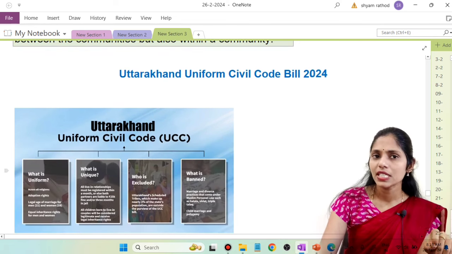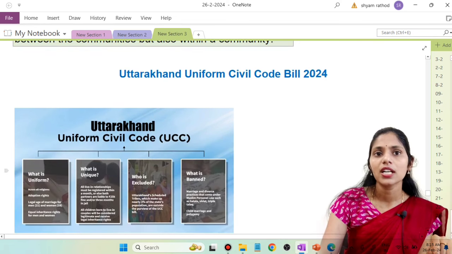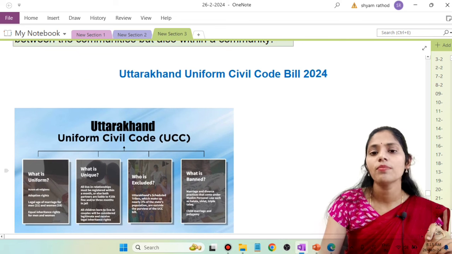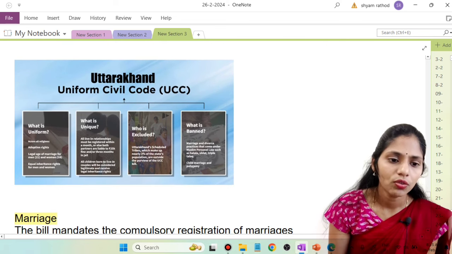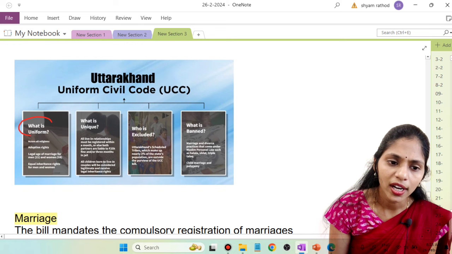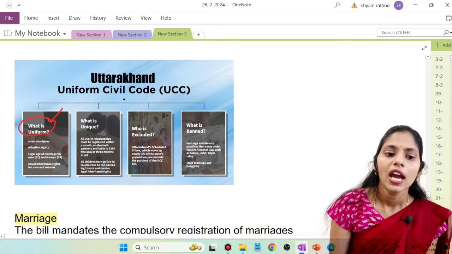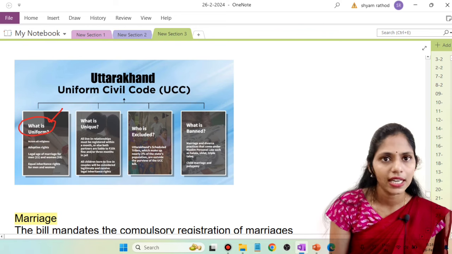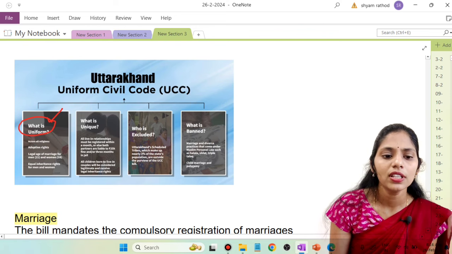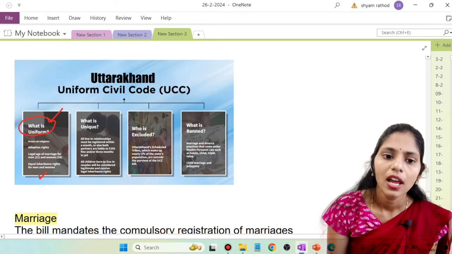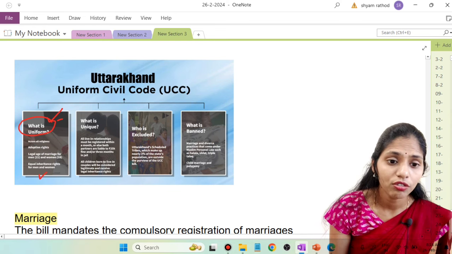Now let us see some key highlights of the Uttarakhand Uniform Civil Code Bill. What is uniform here? That is what is followed across all religions. It includes the adoption right, and the legal age of marriage is 21 for men and 18 for women according to this, and there is an equal inheritance right for both men and women. That is the meaning of uniform here.